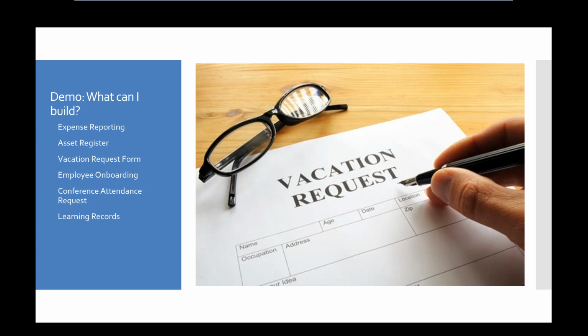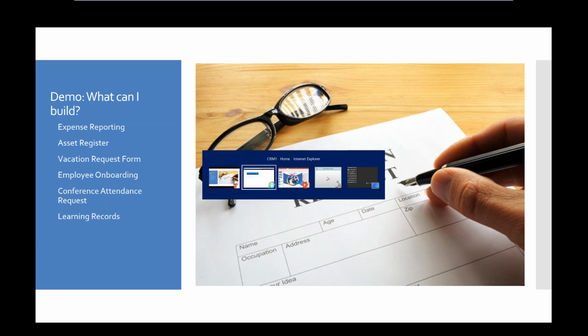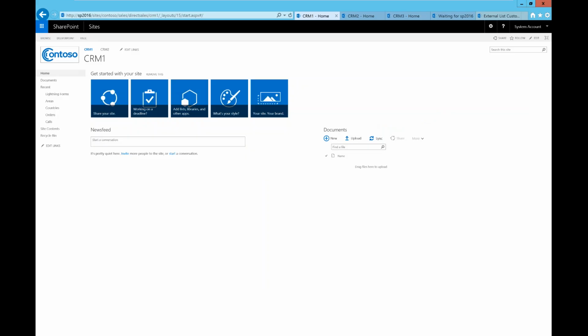There are different types of solutions that you can build. You may want to build some form of vacation request form or leave request form. There are asset registers, expense reporting, employee onboarding, all sorts of different solutions that you might want to build. What we're going to be looking at is, as I mentioned, some form of CRM tool.